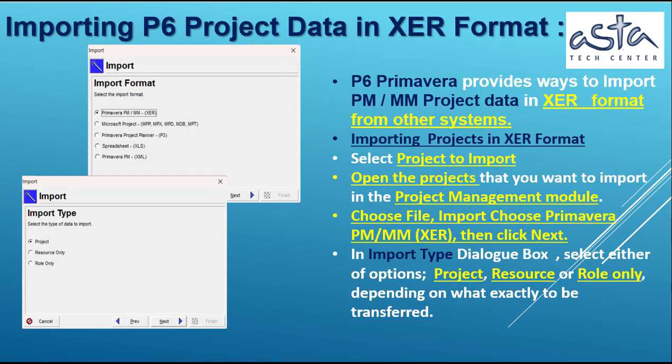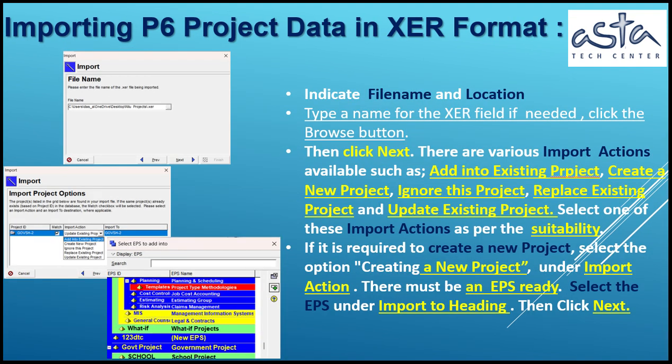Importing P6 project data in XER format. Primavera P6 provides ways to import PM or MM project data in XER format from other systems. Importing projects in XER format. Select project to import. Open the projects that you want to import in the Project Management module. Choose File, Import. Choose Primavera PM or MM, XER, then click Next. In the Import Type dialog box, select either of the options, Project, Resource or Role only, depending on what exactly is to be transferred.